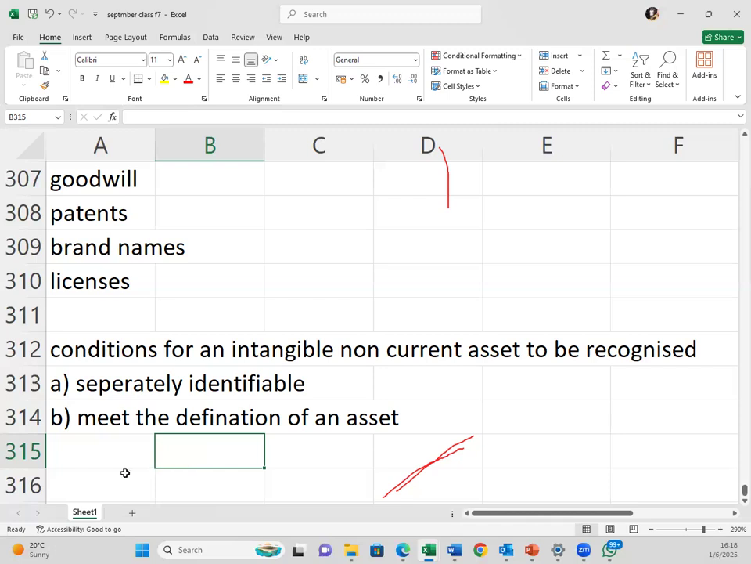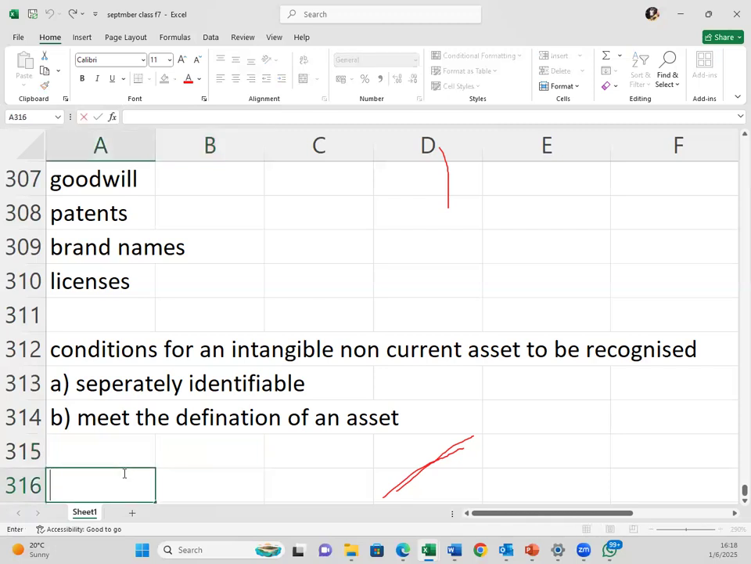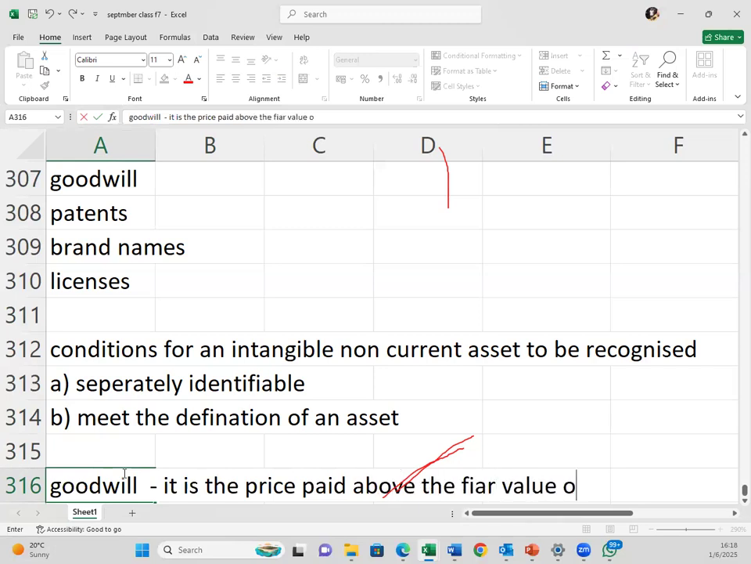Then let's talk about goodwill. You mentioned goodwill. Remember, goodwill is the price we pay above the fair value of the business. When you're acquiring another business, they can normally charge you a price above the fair value of the assets. The price which you have paid, which is above the fair value of the assets, is goodwill. So it is the price paid above the fair value of the assets.